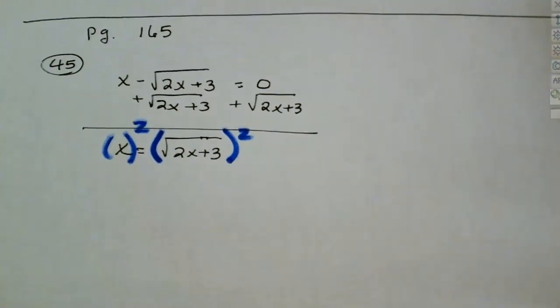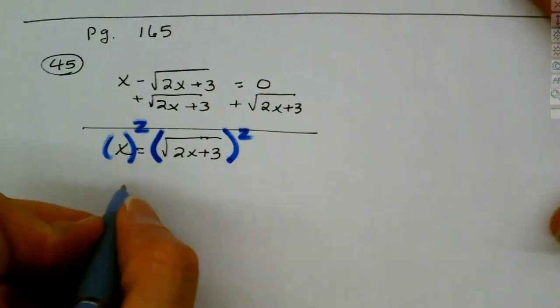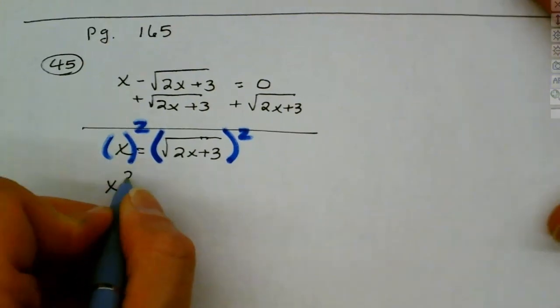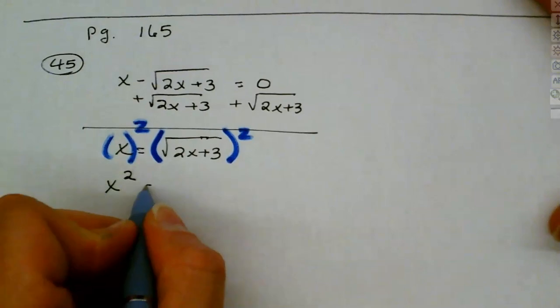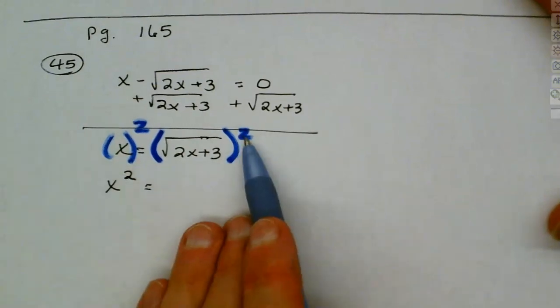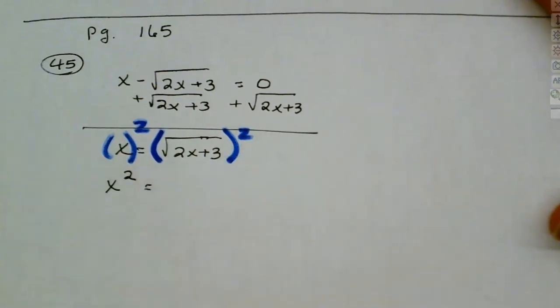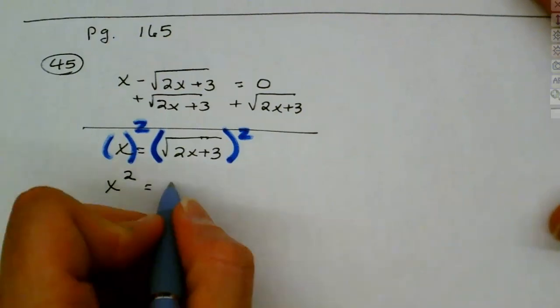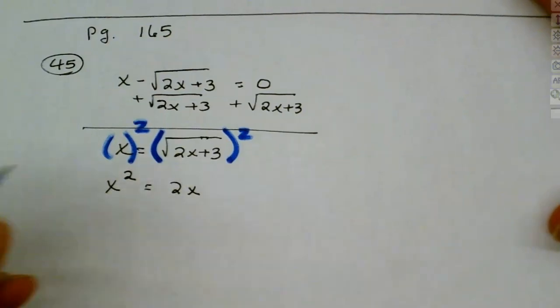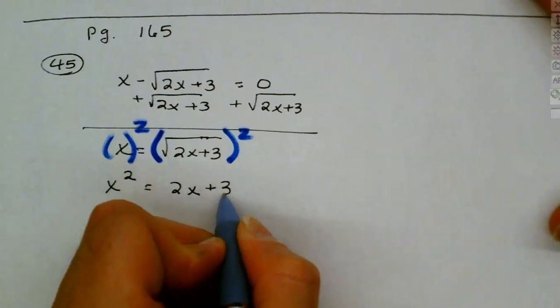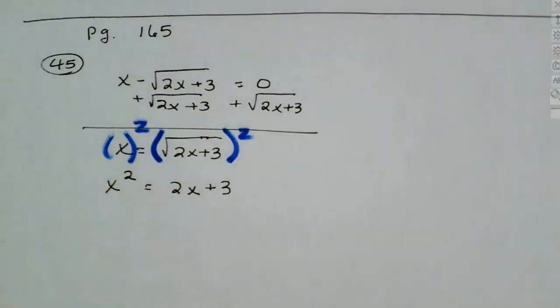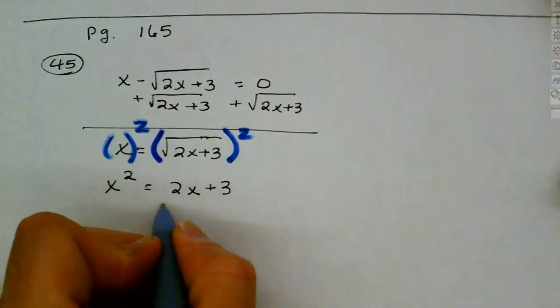Now, when we square both sides, the left-hand side comes out as an x squared. And the right-hand side, the square and the square root are opposites, so they cancel. So that simply leaves you with a 2x plus 3. Okay. Now we've got an equation that we can solve. So now we move it over, set it all to 0, and we solve it.